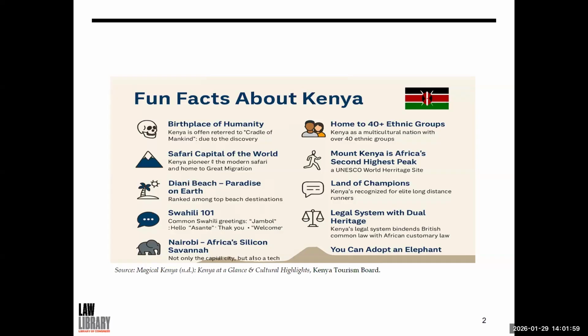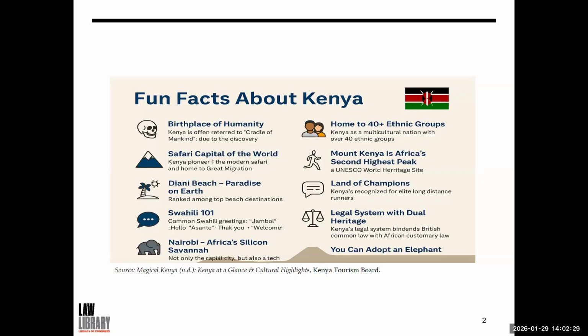It's the birthplace of humanity, often referred to as the cradle of mankind due to the discoveries here. It hosts some of the oldest human fossils, like those from Turkana and Koobi Fora. It's home to 40-plus ethnic groups. Kenya is known as a multicultural nation, and each group has its own unique culture, language, and tradition.